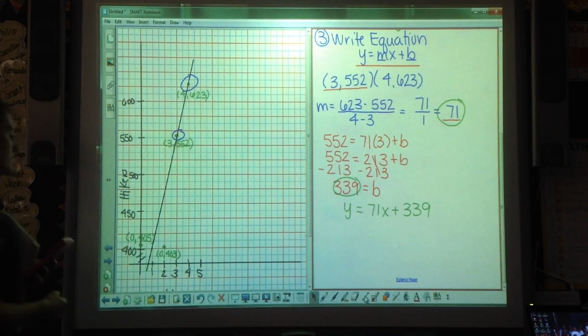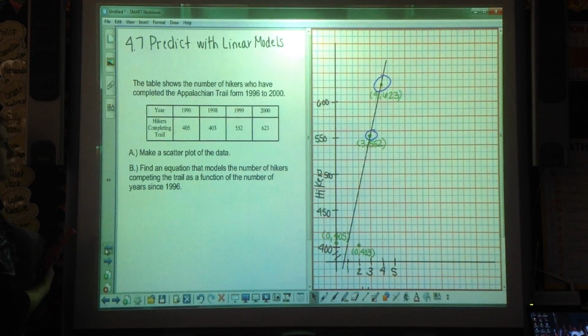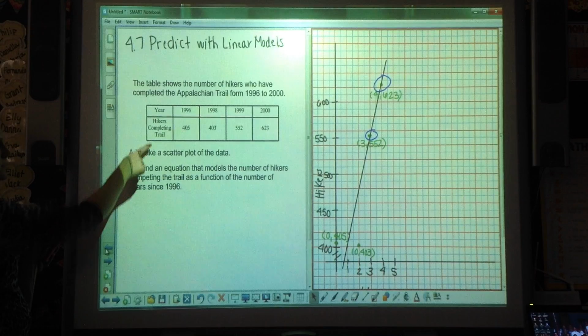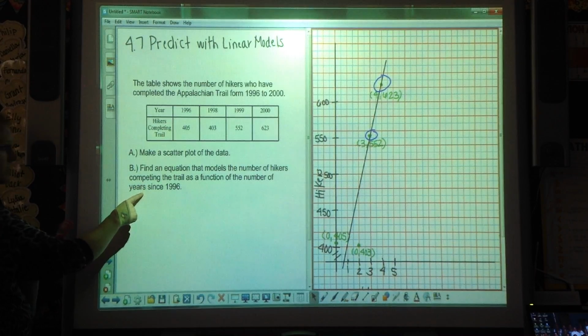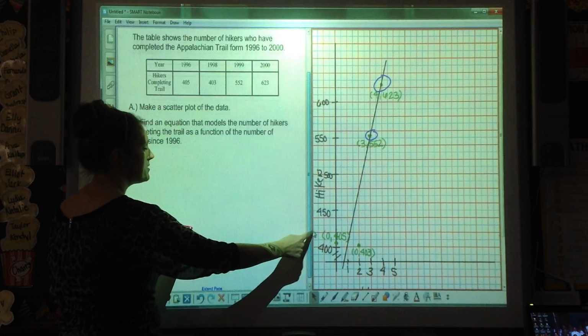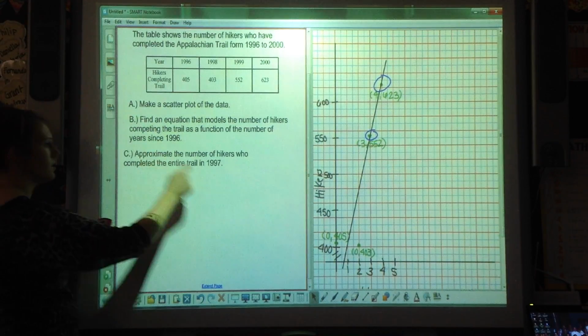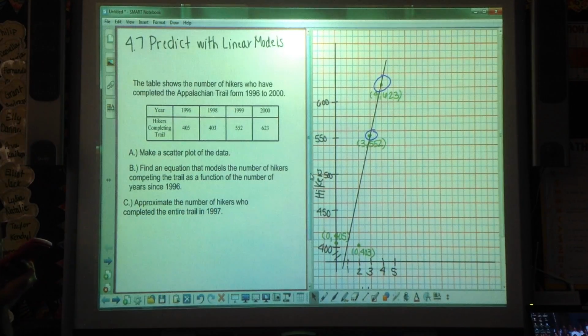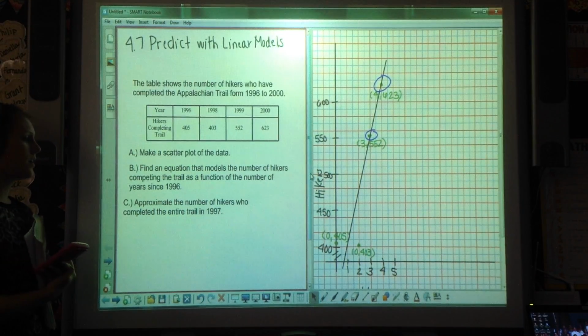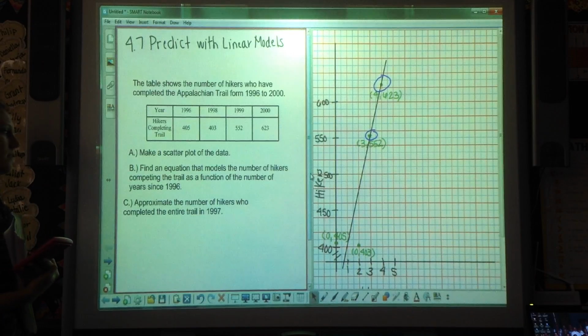Let's take a look at what our last step is. Let's go back to that first slide. We made a scatter plot of this data. We drew a line of best fit so we could find an equation that models the number of hikers completing the trail as a function of the number of years since 1996. And the last thing they're asking is to approximate the number of hikers who completed the entire trail in 1997.